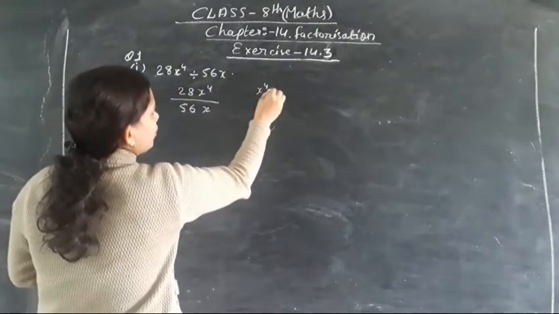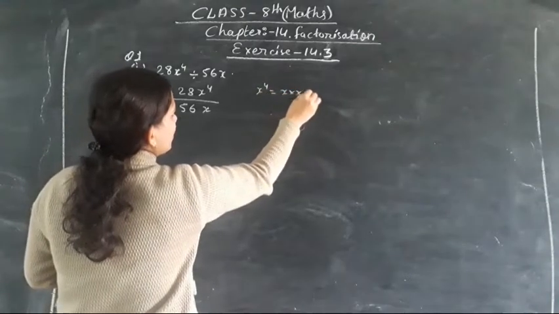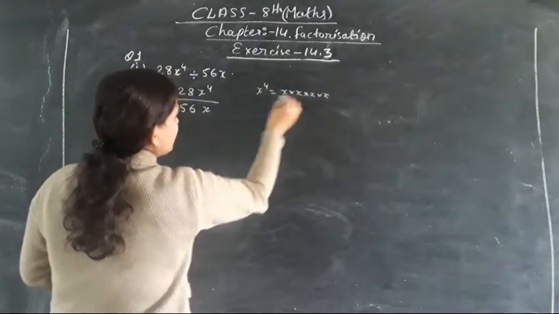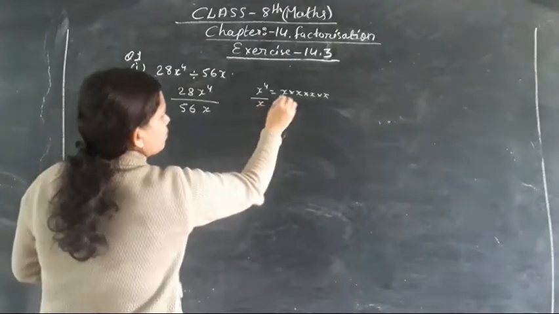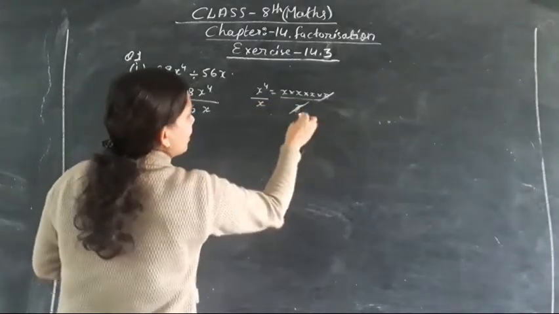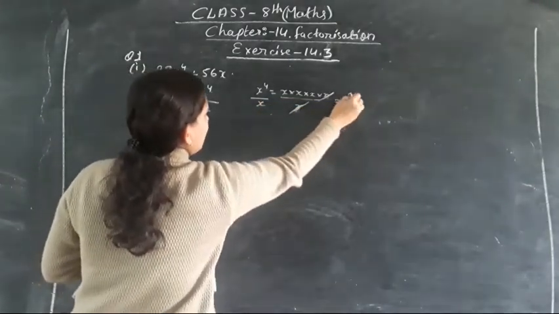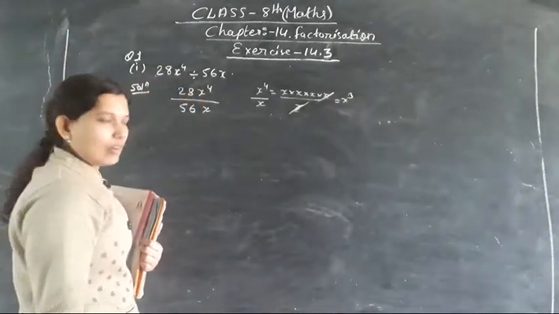X to the power 4 can be written as x into x into x into x, isn't it? Upon x is there, so x upon x, x can get cancelled. What is left over here? X to the power 3, isn't it? X cube will be left.